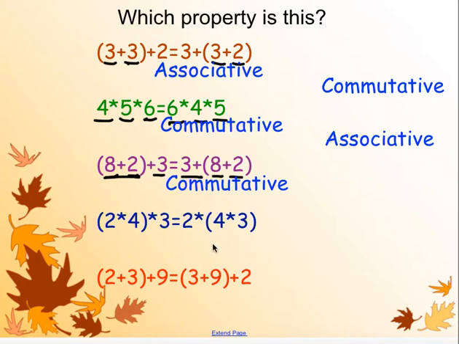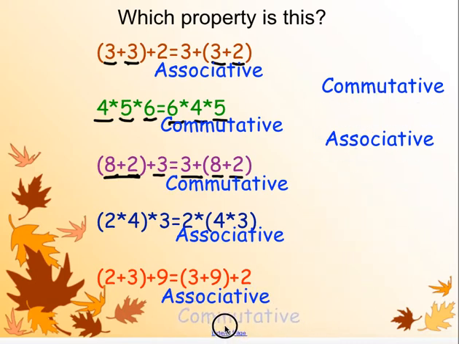If you're following along, the next one, we changed the grouping, which means we have the associative property. And the last one here, we also changed the grouping, so we have the associative property. But if you notice, it is also the commutative property because the order has changed in there. 2, 3, 9, and we have 3, 9, 2, along with having different groupings. So we actually see both in this case.